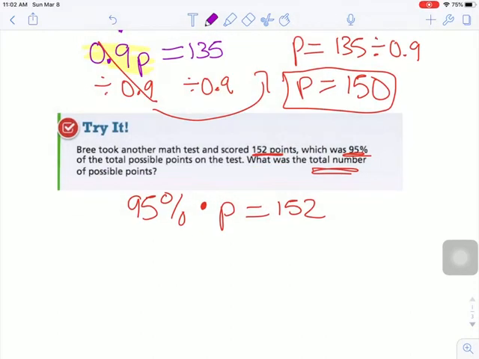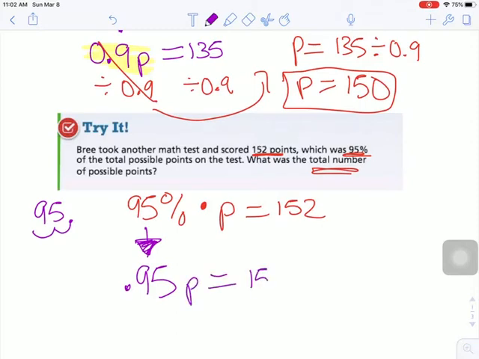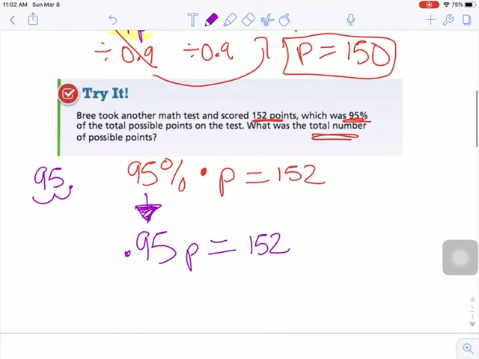So to solve this out, the first thing we want to do is turn 95% into a decimal. So we're going to divide by 100 or move the decimal place over twice. You have your invisible decimal here, move it over twice, 1, 2, and you have 0.95. You could also just do 95 divided by 100 on your calculator. So you have 0.95p equals 152.